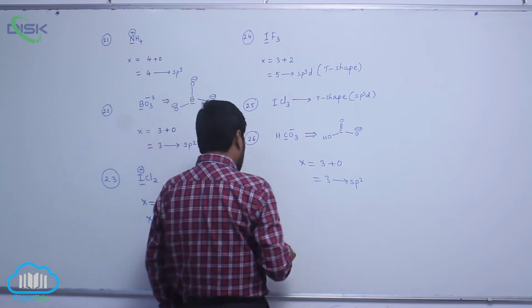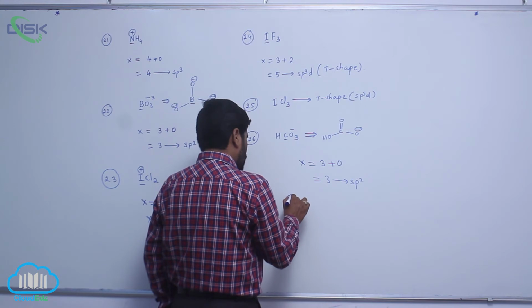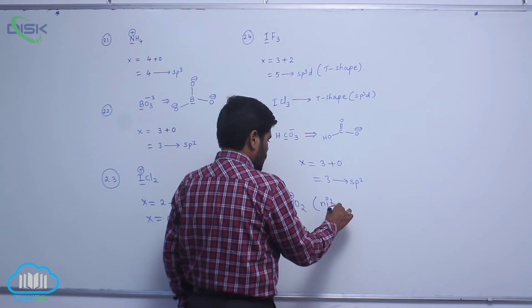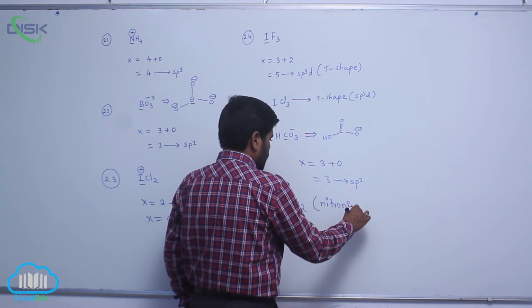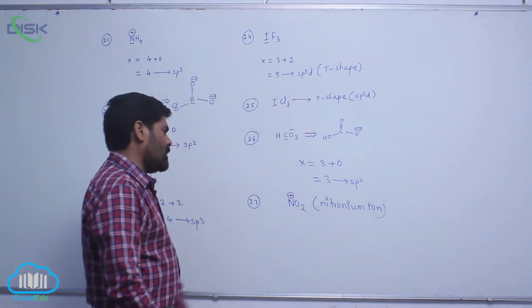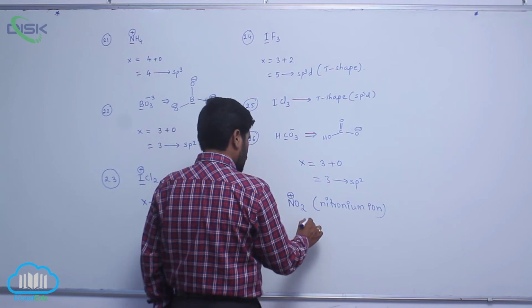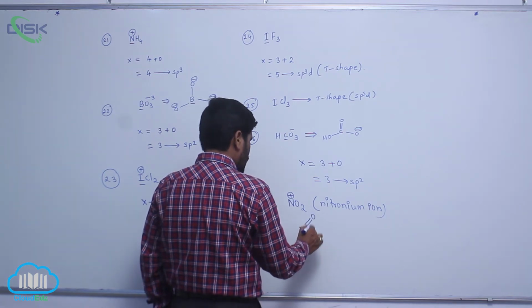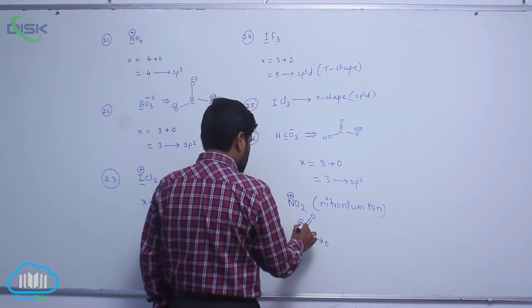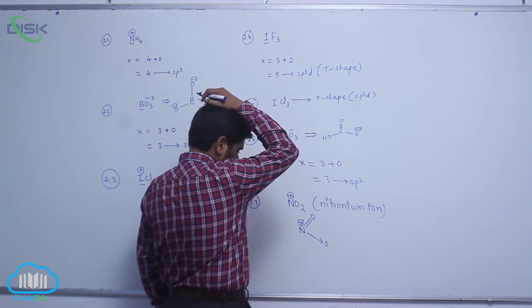27 is NO2 plus. This is known as nitronium ion. This is double bond O, then it is losing a pair of electrons, then carries which charge? Positive charge.